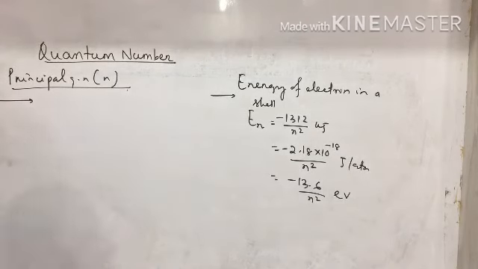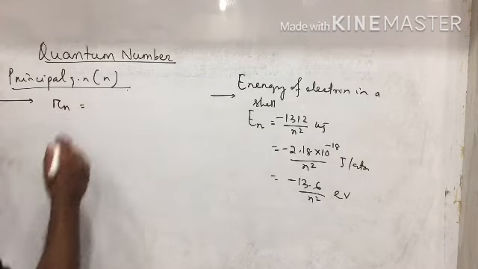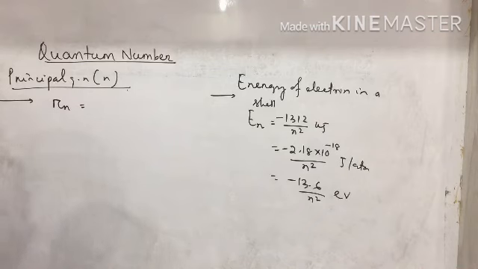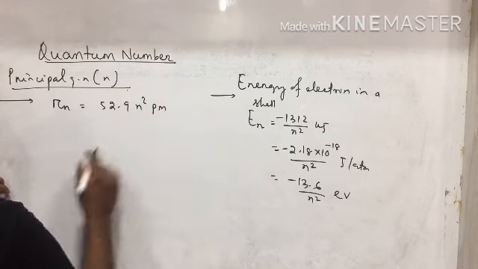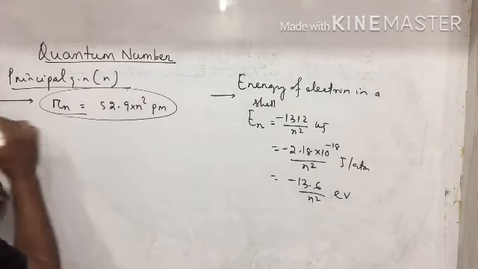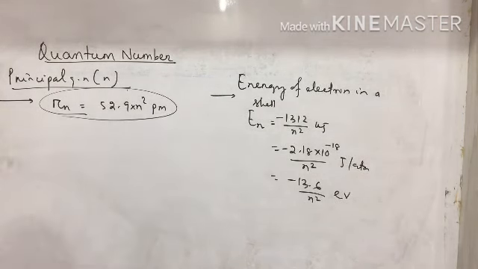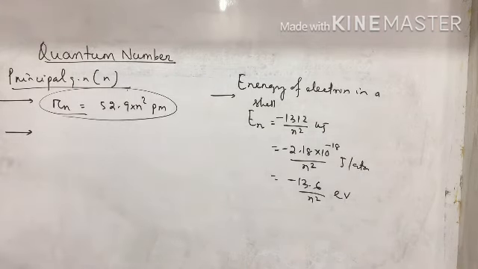Okay. Then what is the fourth information given by principal quantum number? The fourth information is the radius of a cell. So the radius of the nth cell, that is Rn equals how much? Rn equals 52.9 into n square, in picometer unit. This is the radius of the nth orbit. Clear?